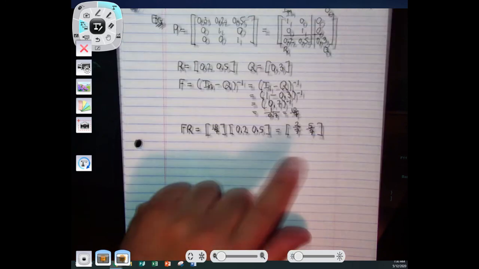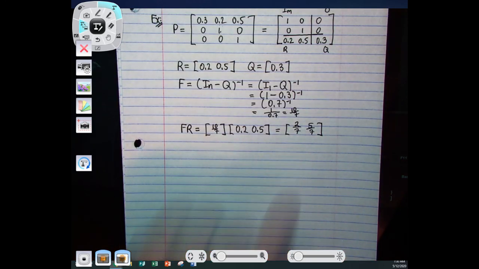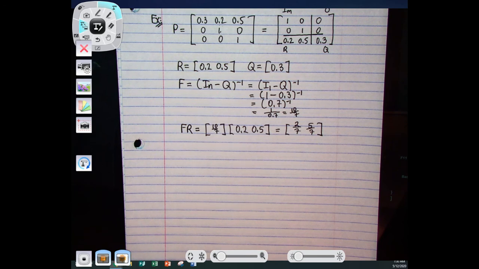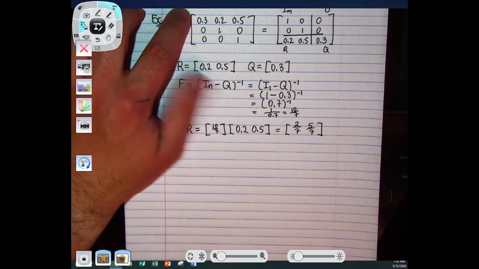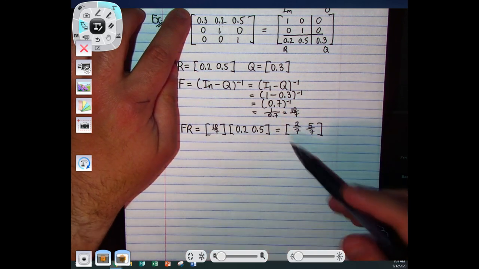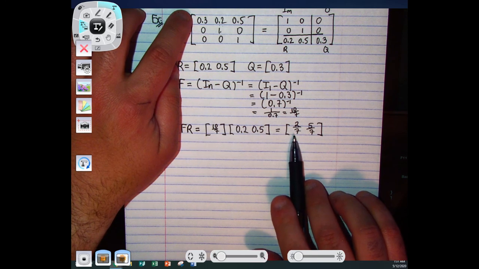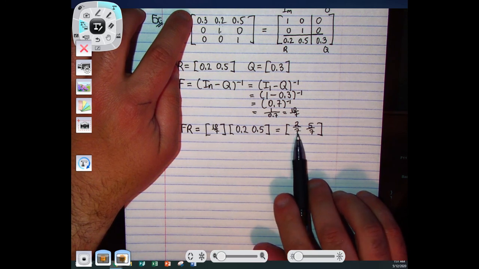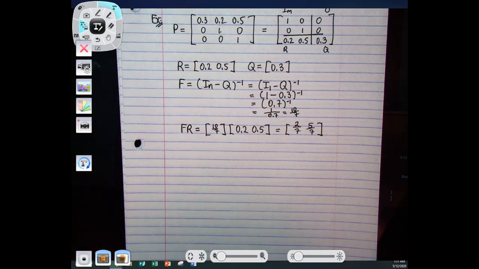So what does this answer tell us? Well, that tells us that if I start in a non-absorbing state, so our non-absorbing state was state 1, there's a 2/7 probability of ending up in absorbing state 2, and there's a 5/7 probability of ending up in absorbing state 3.